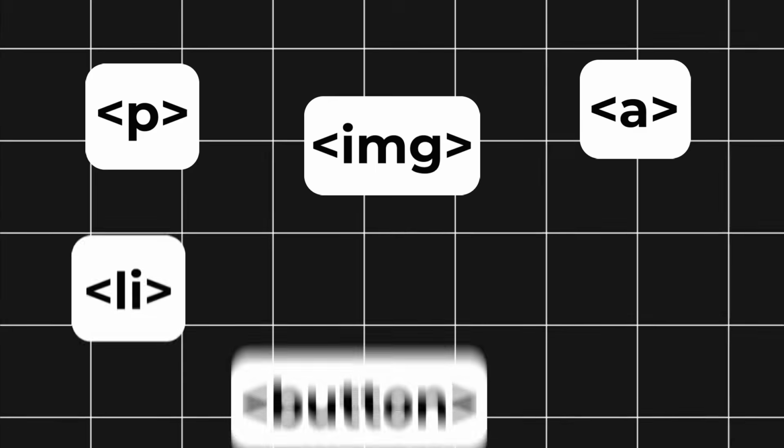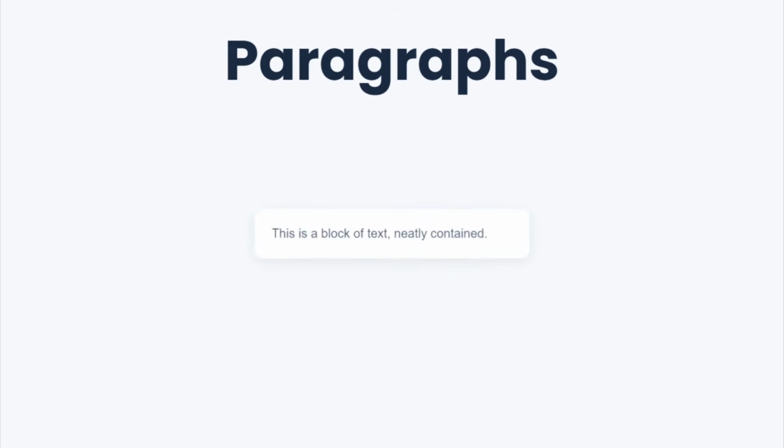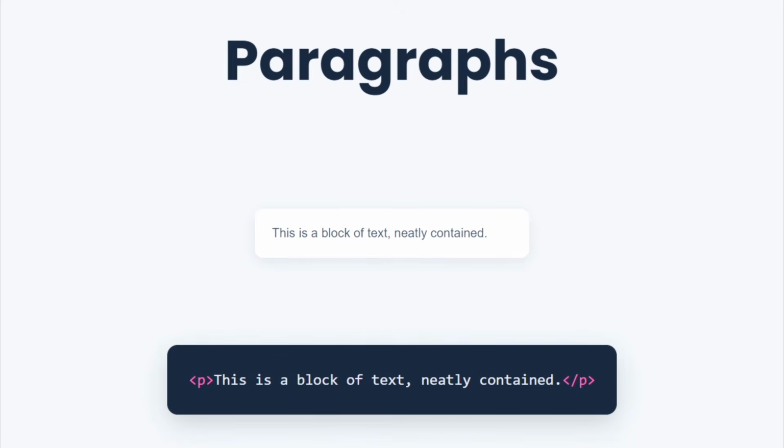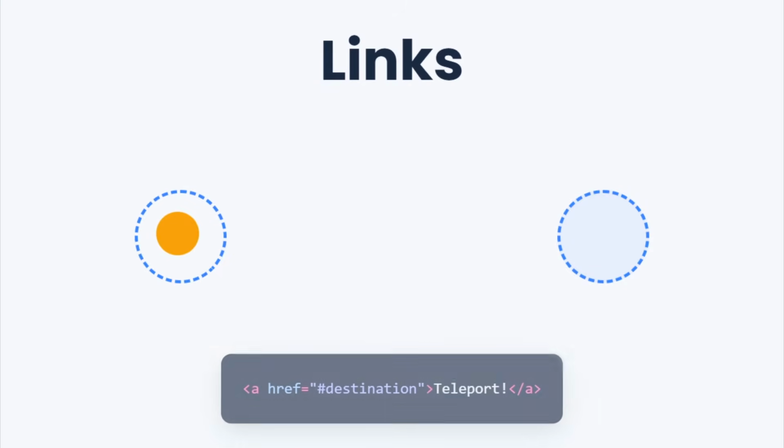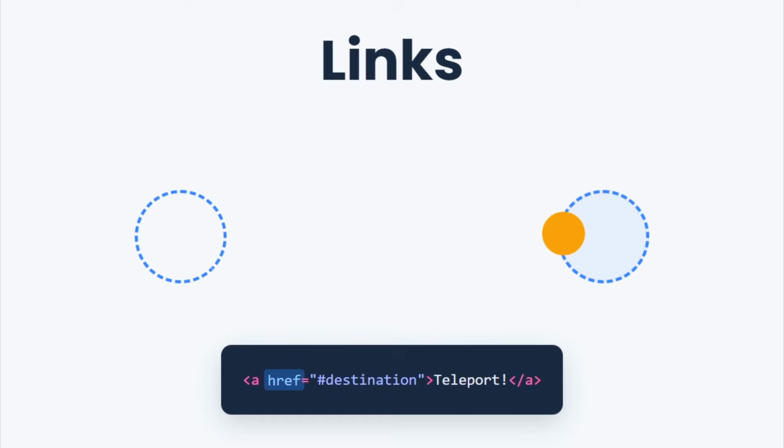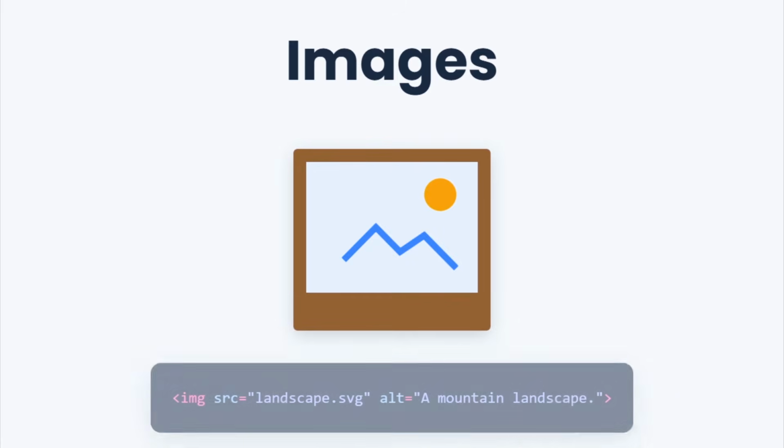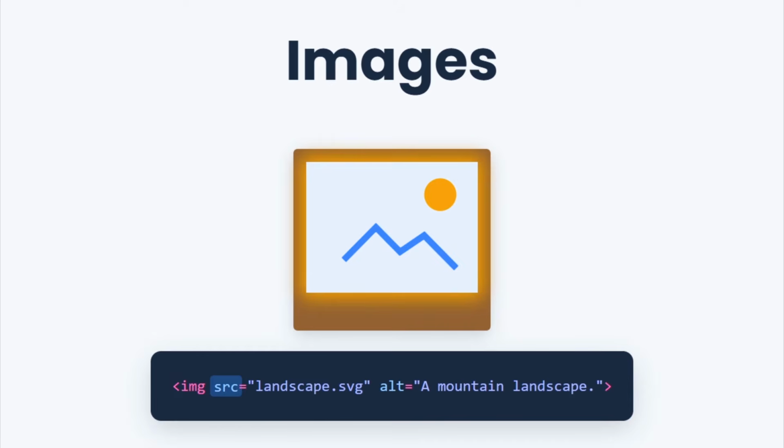Now, let's look at the elements you'll use the most. Paragraphs are like conversations in your living room, blocks of text containing your content. Links are like teleporters. Click one and you instantly jump to another page. They use the href attribute to know where to go. Images are like frame photos on your wall. They use the source attribute to find the file and the alt attribute to describe it for accessibility and SEO.